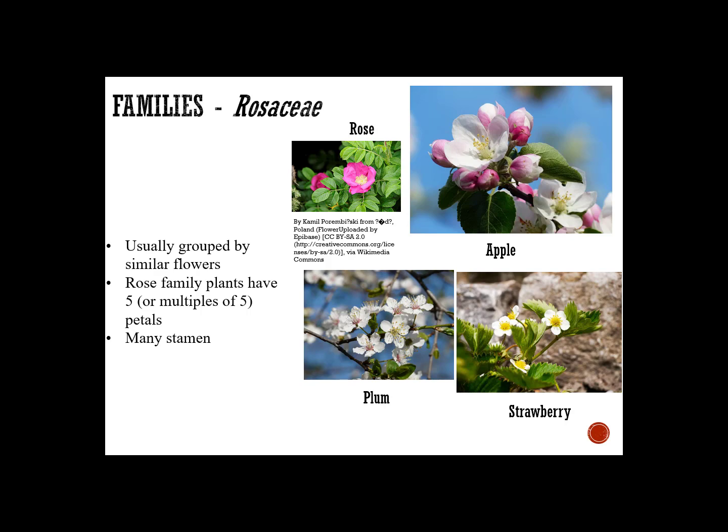Rosaceae is usually grouped by similar flowers. Rose family plants have 5 petals or multiples of 5. They have many stamens, and many stamens is the term used when talking about too numerous to count. And within this family we have roses, of course, we've got apple, we've got plum, we've got strawberry.